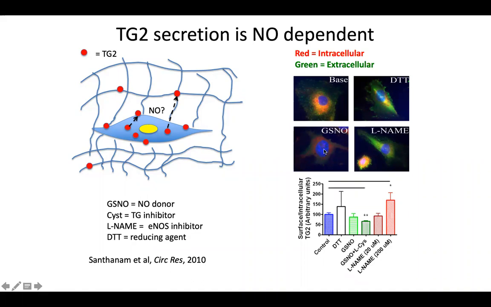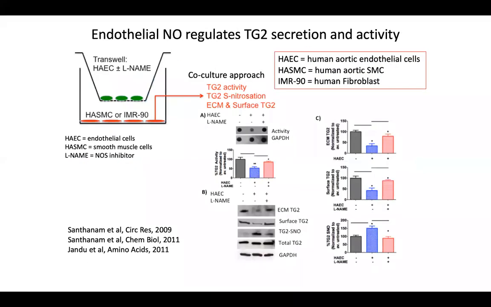And what we found is that increased nitric oxide suppressed the secretion of tissue transglutaminase, and a decrease in nitric oxide promoted the secretion of tissue transglutaminase. And this happened through some mechanism that was sensitive to a reducing agent. So if we gave nitric oxide along with DTT, which is a reducing agent, the effect of nitric oxide was no longer perceived.